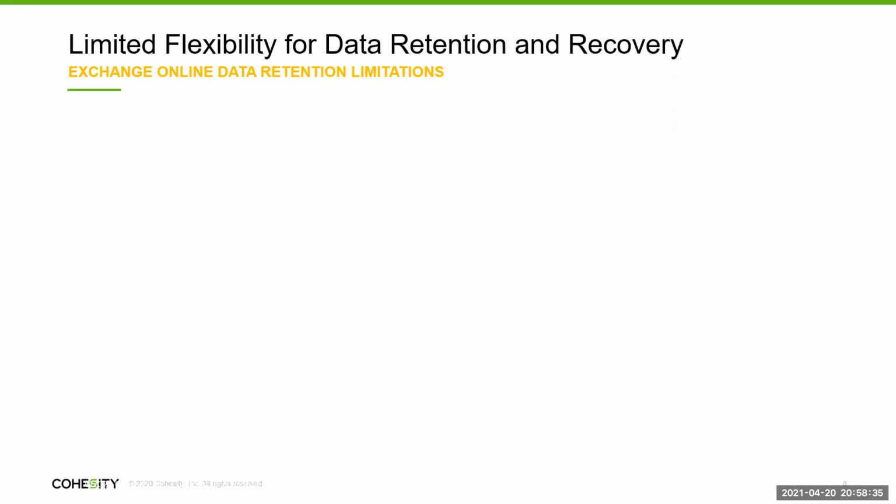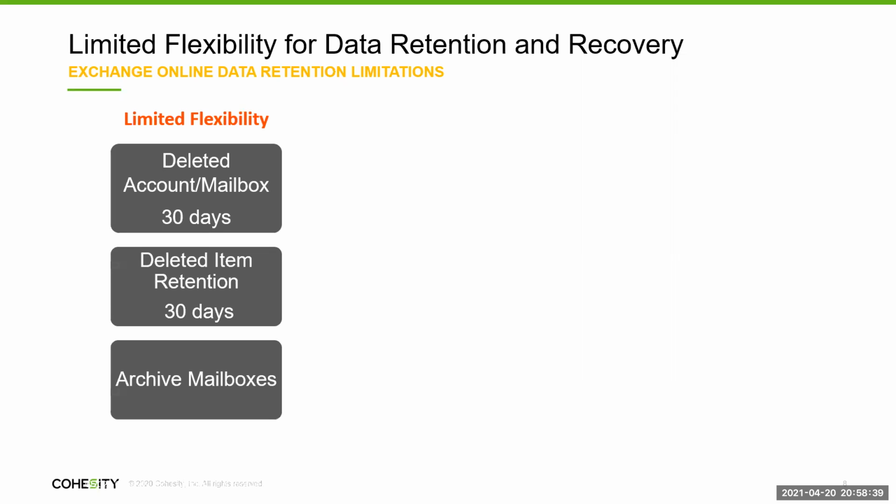Starting with Exchange Online, we can see that we have somewhat limited flexibility. Recoverable items or deleted item retention is, of course, useful for quick self-service recoveries for users or administrators, but there is a 30-day limit to the retention of data here. Archive mailboxes only exist in order to reduce the size of a user's primary mailbox. There's not another copy of the data, and data can still be deleted from the archive mailbox.